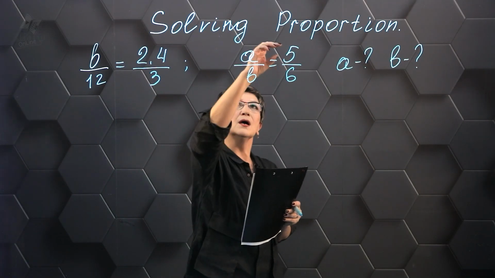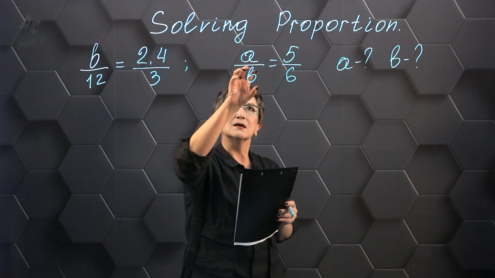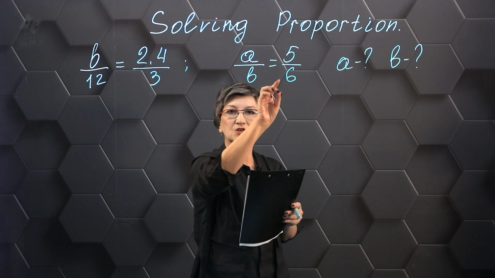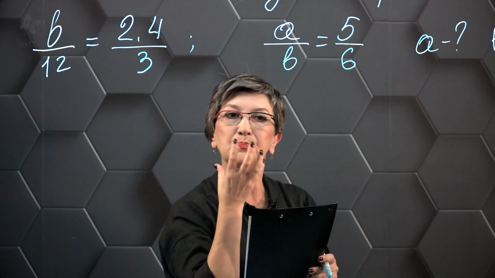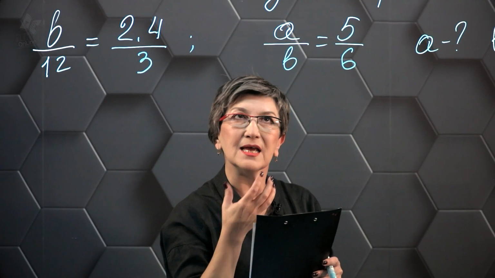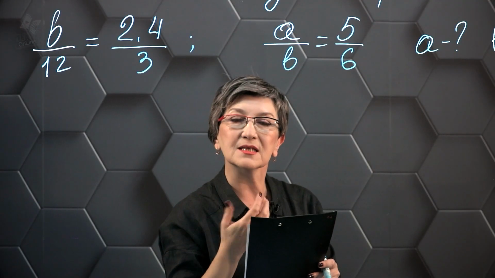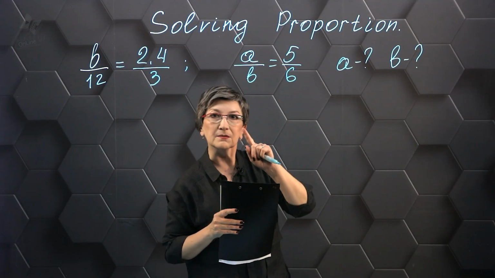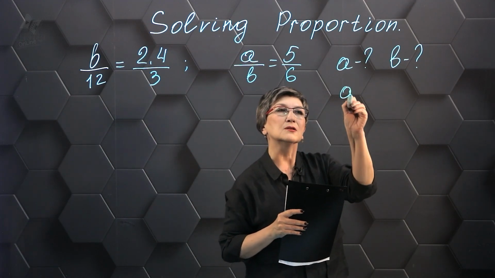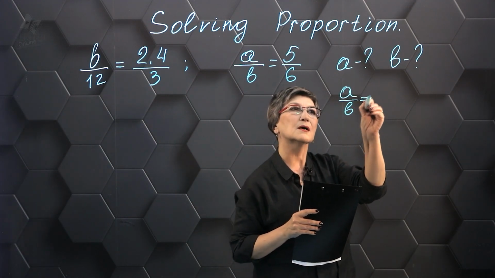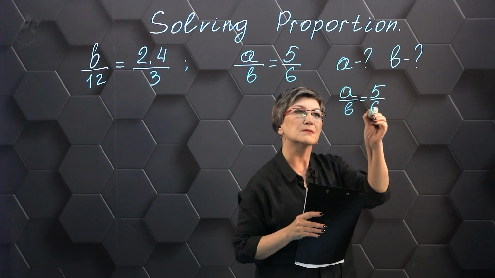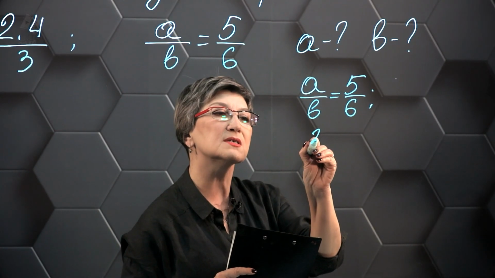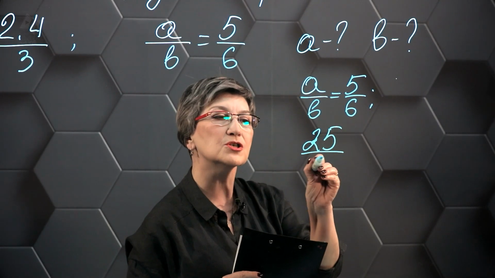The reason is that a is related to b. As 5 parts relate to 6 parts, a is not 5, it is 5 parts. And b is 6 of the same parts. Let's write down an example with you. Example. A relates to b as 5 relates to 6. A can be equal to 25 and b can be equal to 30.